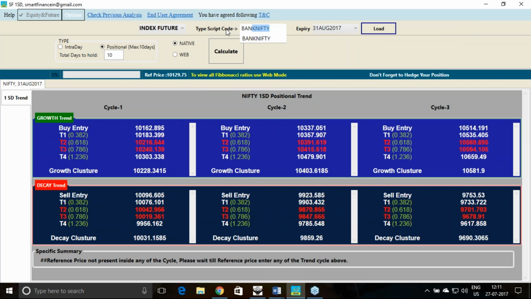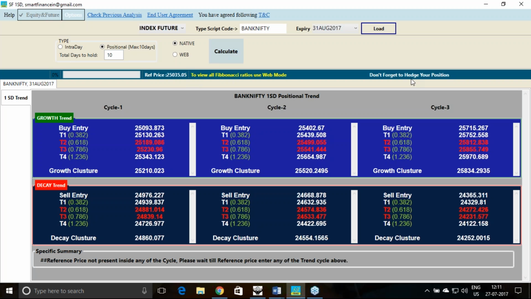Similarly, we can go for a Bank Nifty strategy. You have seen the August contract, and I am going for positional. This is 25,035. The uptrend begins above 25,094, and if it continues, the first cycle of the uptrend will be 25,343, the second cycle 25,655, and a similar study we can do for the downtrend. The trend will change if the price falls below 24,534.